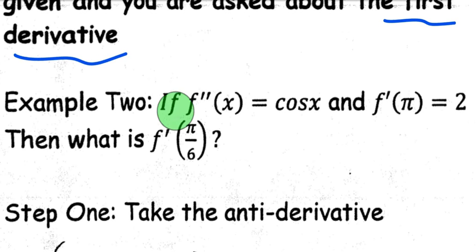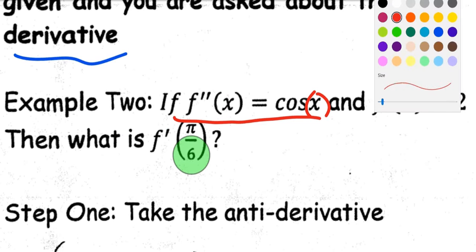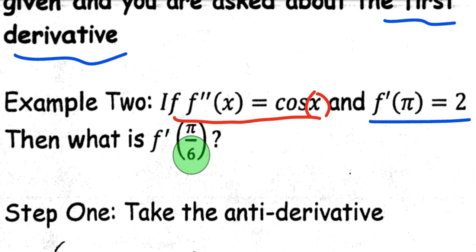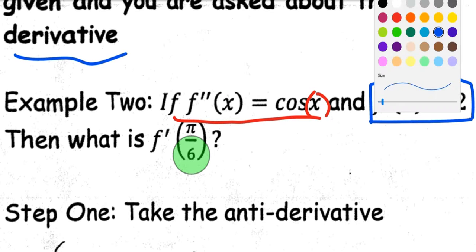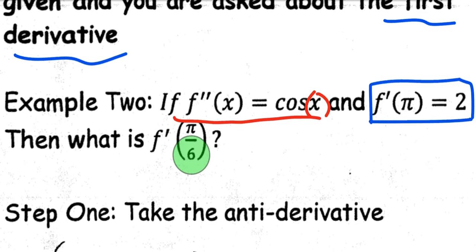Example number 2, if f double prime of x equals cosine of x and f prime of pi equals 2, then what is f prime of pi over 6? So again, we are given f double prime of x, which is cosine of x. It's a simple function. We are given that f prime of pi is equal to 2. We ultimately want to solve for what is f prime of pi over 6.